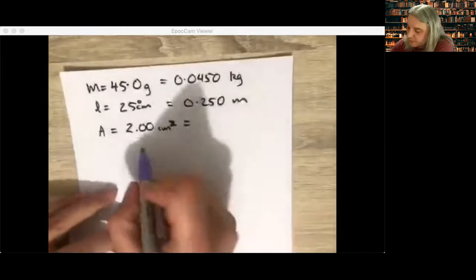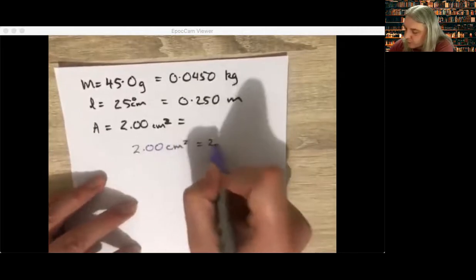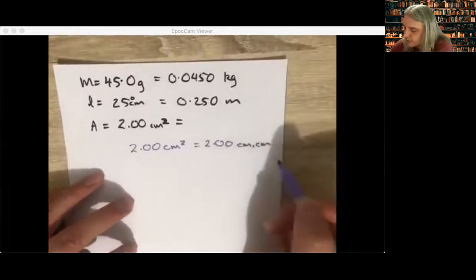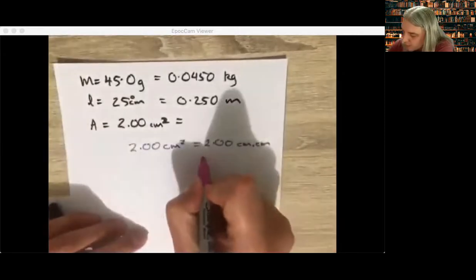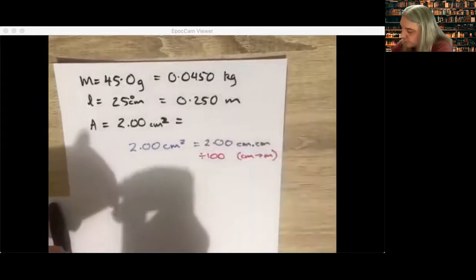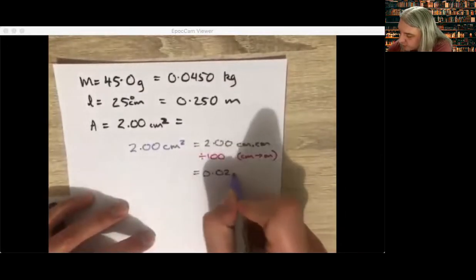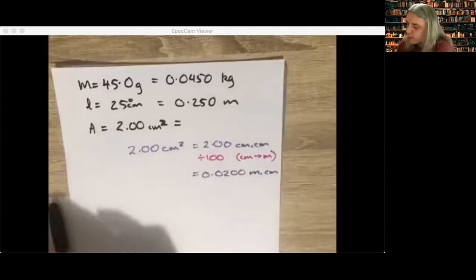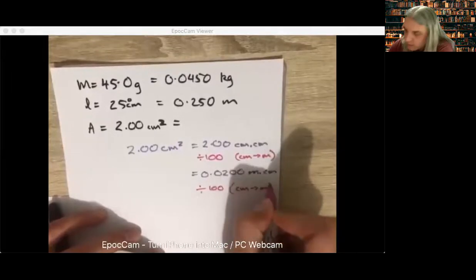When you've got 2.00 centimeters squared, that is 2.00 centimeters times centimeters. That's what centimeters squared means. If you divide that by 100, that will change centimeters into meters, but it only changes one of them. So it's now 0.0200, where one of those centimeters goes into meters, but the other is still centimeters. We've only done it once, so we have to do it again. Divide by 100, and that'll change the other centimeters into meters.